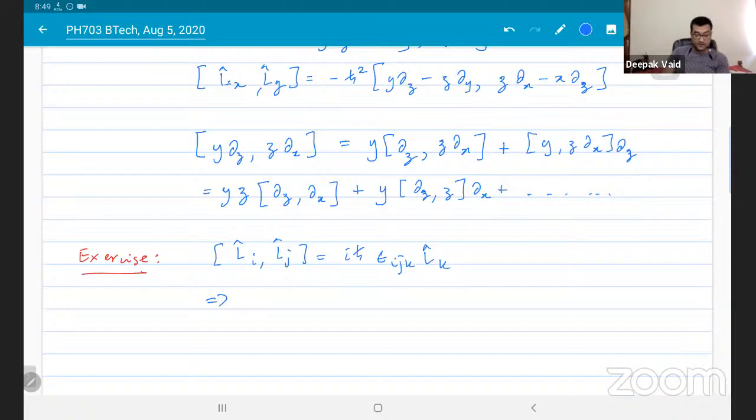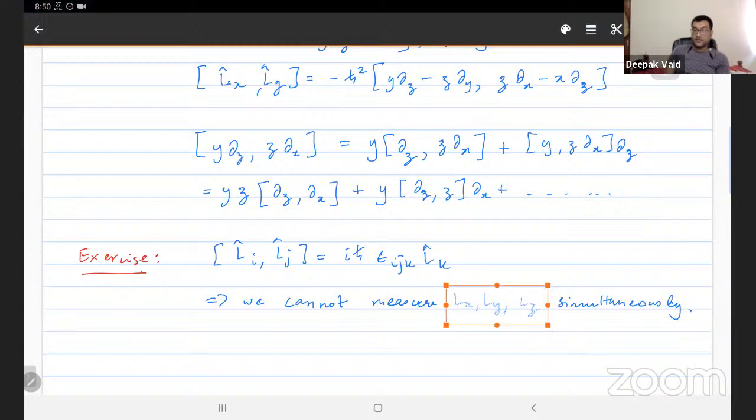Right? So because these operators don't commute, this means that we cannot measure Lx, Ly, and Lz simultaneously. Or in other words, they don't have simultaneous eigenstates. There is no vector, there is no state in the Hilbert space, which is an eigenstate of all three, or of any two of these. Okay. All right.